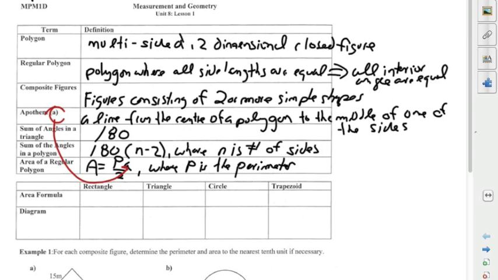Okay, area of a rectangle: base times height, length times width. You call it base times height, but we all go by length times width. So that's a length and width. How about a triangle? Base times height divided by 2.